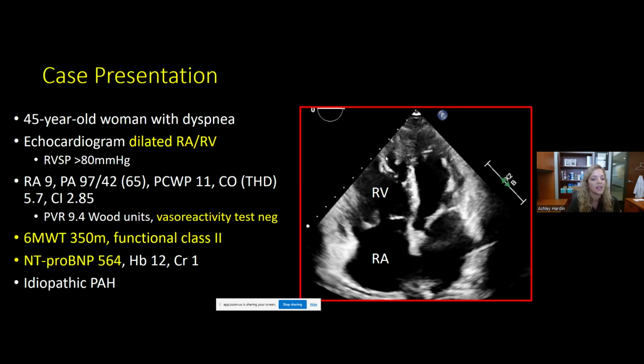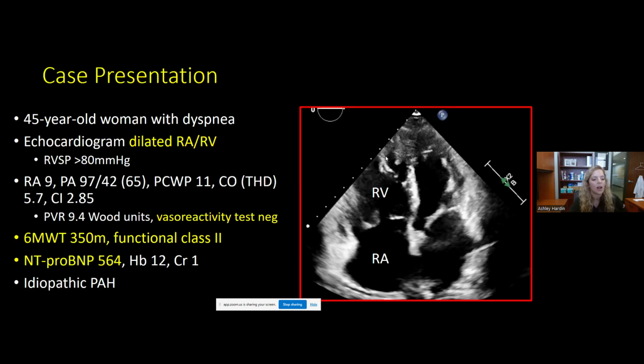Her wedge pressure was 11, and her cardiac output, at least by thermodilution method of assessment, was 5.7. It gave her a cardiac index of about 2.9. So her pulmonary vascular resistance came out to 9.4 Wood units. She had a vasoreactive test done that was negative. She was not a responder.